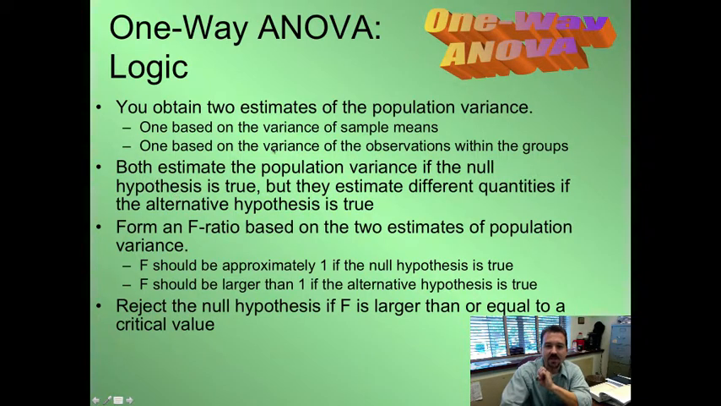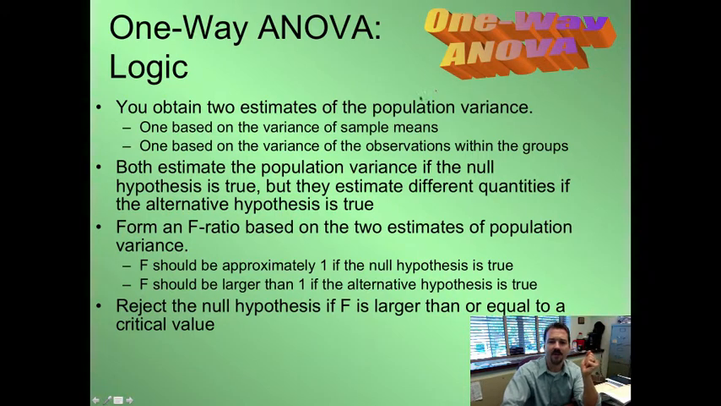So both of these estimate the population variance if the null hypothesis is true, but they estimate different quantities if the alternative hypothesis is true. What that means is that if the null hypothesis is true, that means there is no difference among your groups. That's essentially the same thing as saying that the variance of your sample means is not different from the variance of the observations within your groups. That essentially they're all coming from the same group, okay? You don't have differences among groups, you just have one big group.